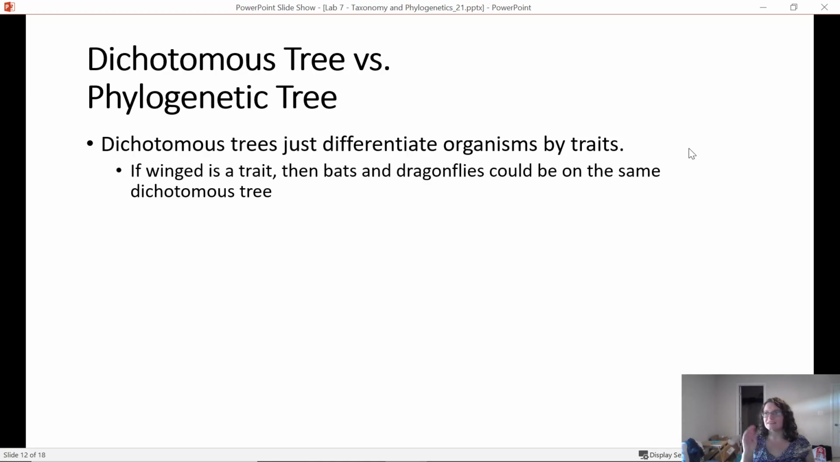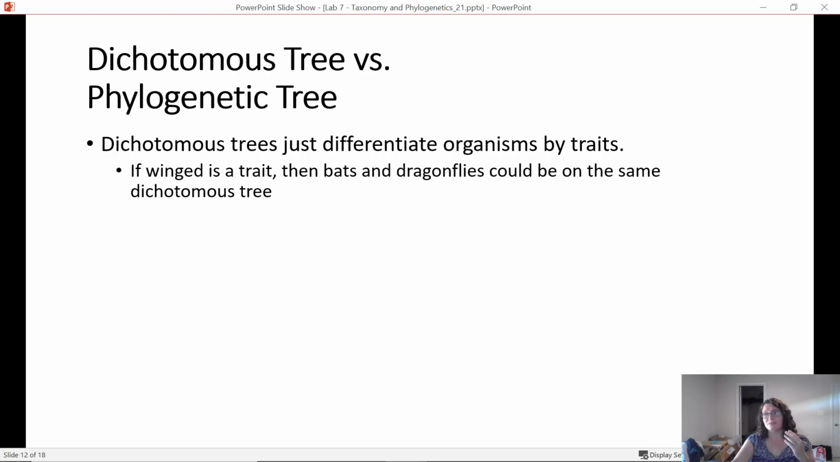Dichotomous trees, the idea is that it just differentiates organisms by traits. It is completely morphological. If winged is a trait, bats and dragonflies would be grouped together, even though we know that bats and dragonflies do not actually share a very close common ancestor. And winged, these wings are not from a common ancestor.